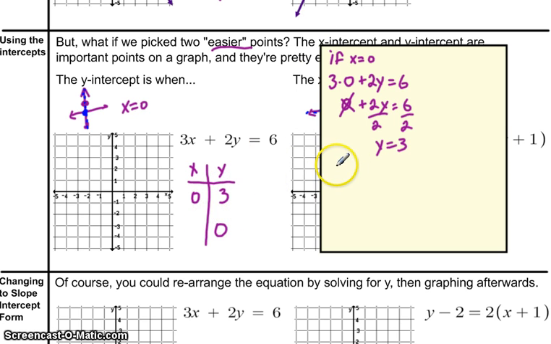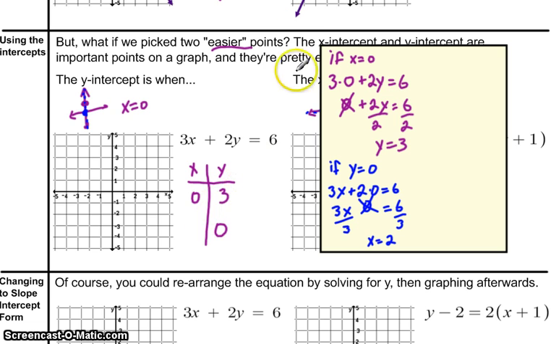Well, if y is 0, let's do the next one. If y equals 0, so the equation will look like 3x, because I don't know what x is yet, but I do know that y is 0, so plus 2 times 0 equals 6. 2 times 0 is 0. Again, I don't really need that in my equation anymore. It won't change the value of anything. So I'm left with just 3x equals 6. I'll divide both sides by 3 and get that x equals 2. So x is going to equal 2 when y is 0.